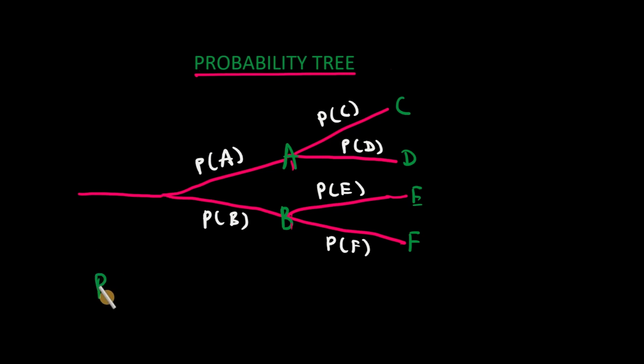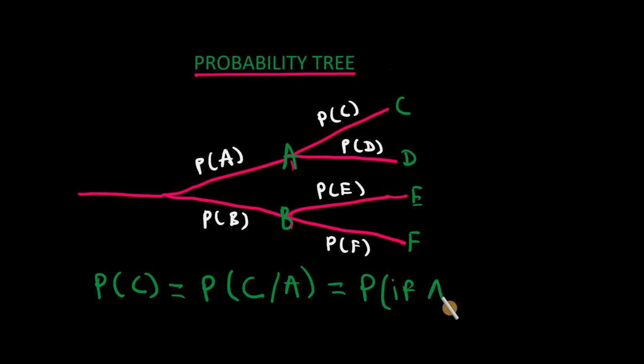So that is the probability of C, which is the second branch from here. It means probability of C given that A has occurred. It also means probability of if A has occurred, then C, the same here in this branch. Probability of D means probability of D given that A has occurred, or probability of if A then D. The same here. Probability of E means probability of E given that B has occurred, or probability of if B then E, and so on.